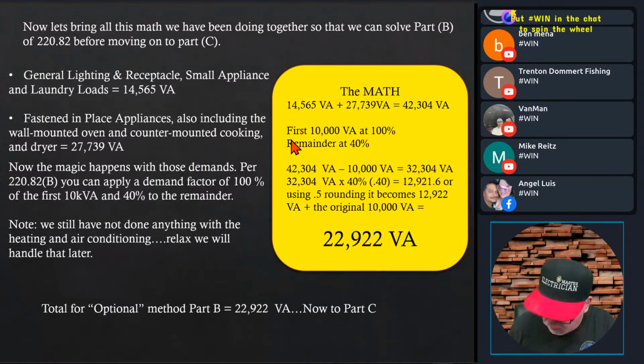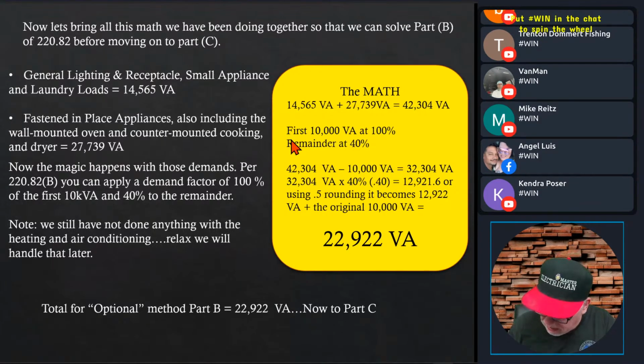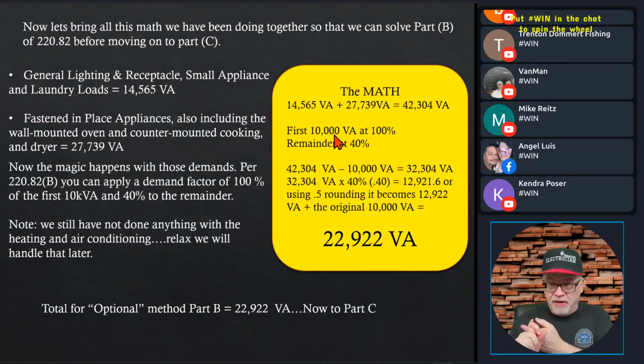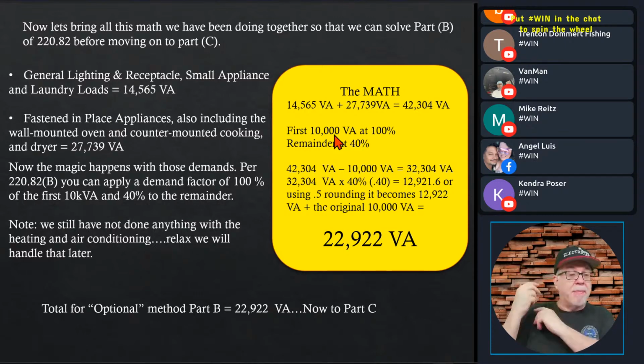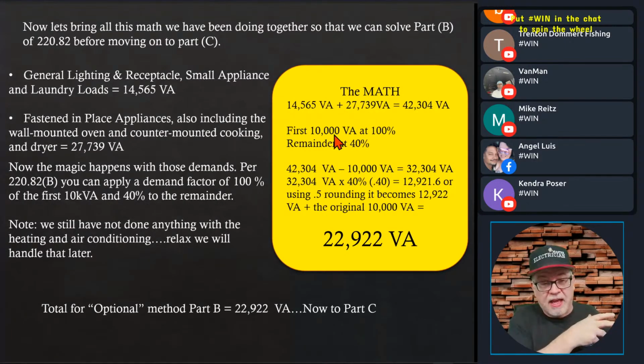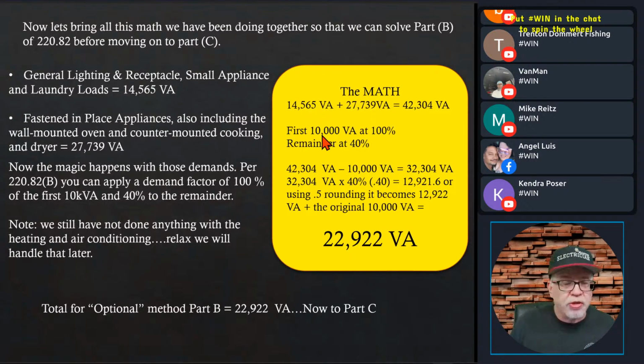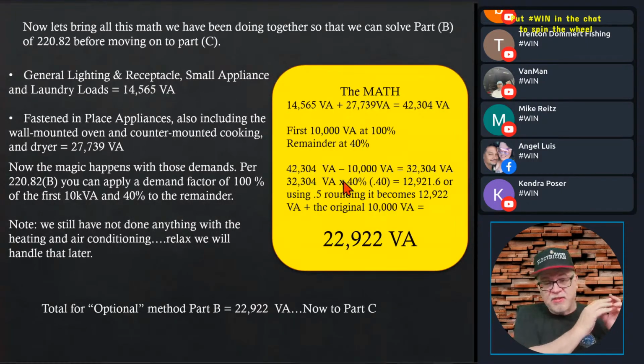So let's add these two together to make sure the math works out for us. 14,565 plus 27,739 is 42,304. Okay, all right. So as it said, the very first 10,000, plop it out of that number, stick it to the side because you're going to add it back later, but stick it to the side and work with the remainder. So 42,304 minus 10,000 is 32,304. That's when you do that part. You took the 10,000 up to the side.